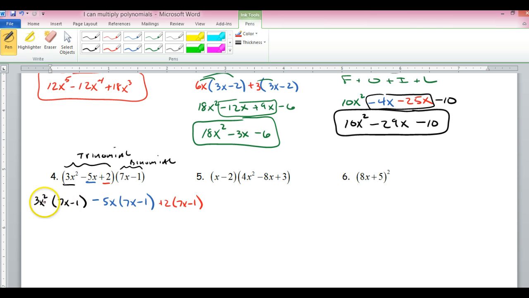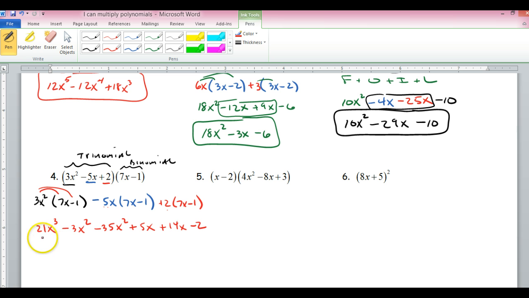So now we'll go through all of these distributions. 3x squared times 7x gives you 21x to the third. 3x squared times negative 1 is minus 3x squared. Negative 5x times 7x gives you minus 35x squared. Negative 5x times negative 1 is plus 5x. 2 times 7x is 14x. 2 times negative 1 is negative 2.